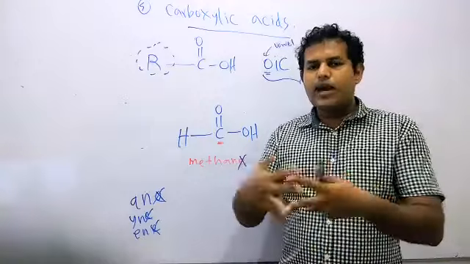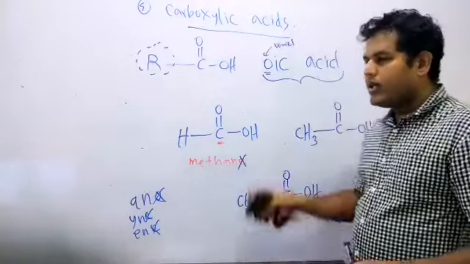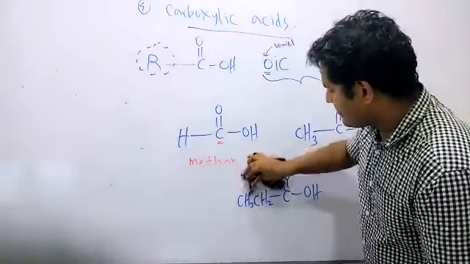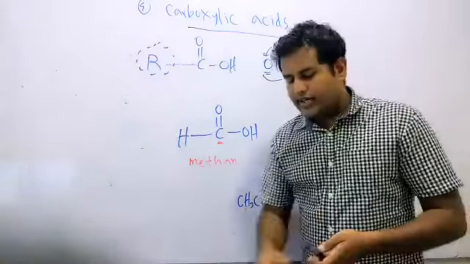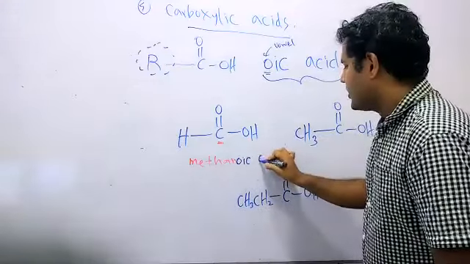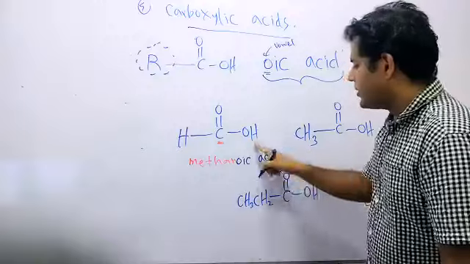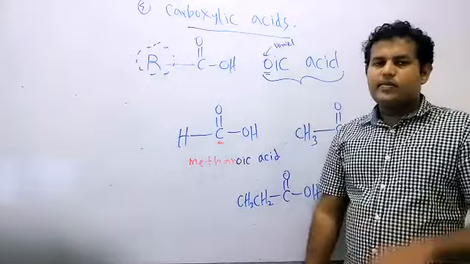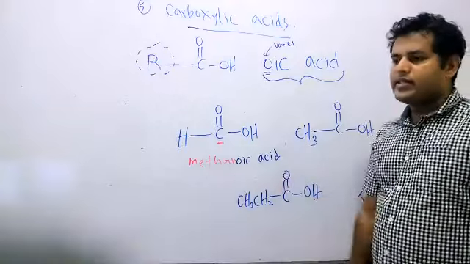So in order to combine it, as an English language rule, we are removing the last E. So get methane and keep this one here. Methanoic acid. But remember, you have to keep a space between oic and acid. That's a must. So this is methanoic acid.